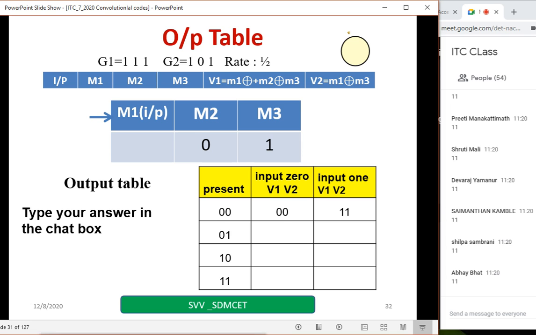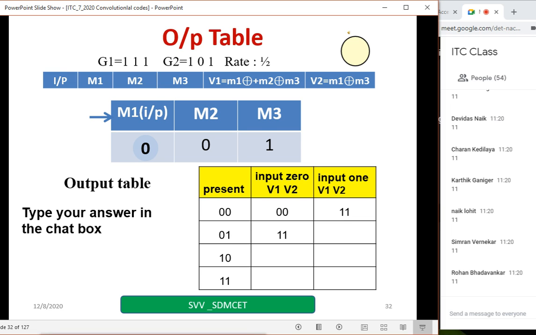Let me take the next. If the present M2, M3 is 0, 1 and input is 0, what is the output? Add all the three. Very good. It's 1, 1 only again. All are typing 1, 1.